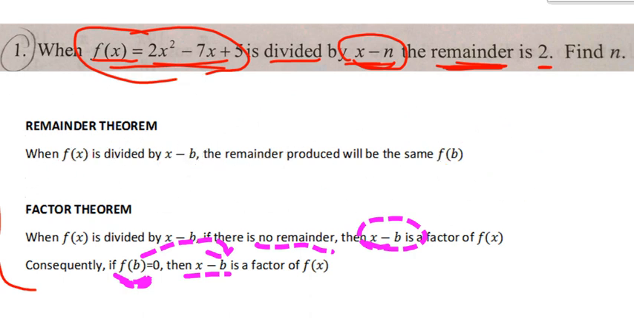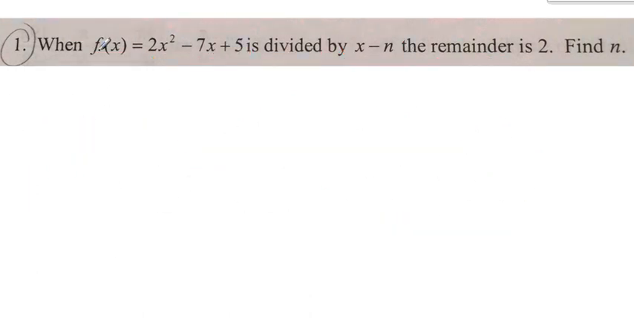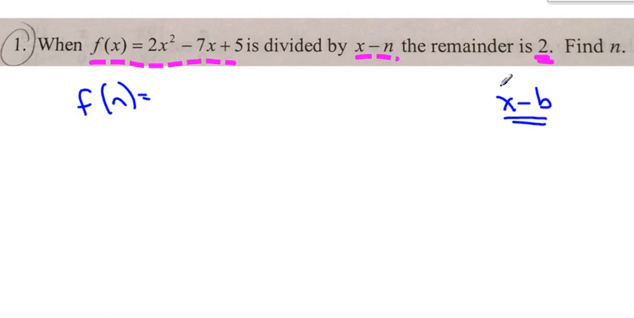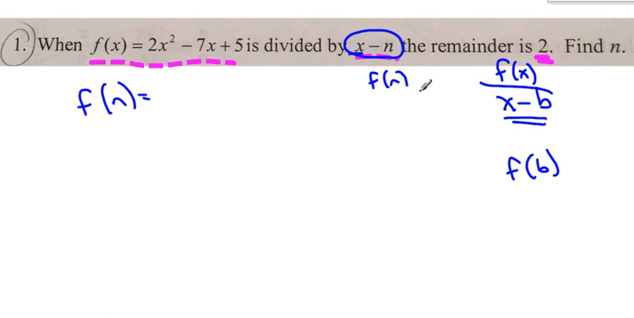So let's go ahead and look at this again. There's the question. We have a polynomial f at x, and we are dividing by this binomial x minus n. We're told that the remainder is 2. So according to the remainder theorem, if you're dividing f at x by x minus b, the remainder you get is the same as if you did f at b. So I'm doing the same thing here. I have x minus n, so if I find f at n, I will get the same remainder.